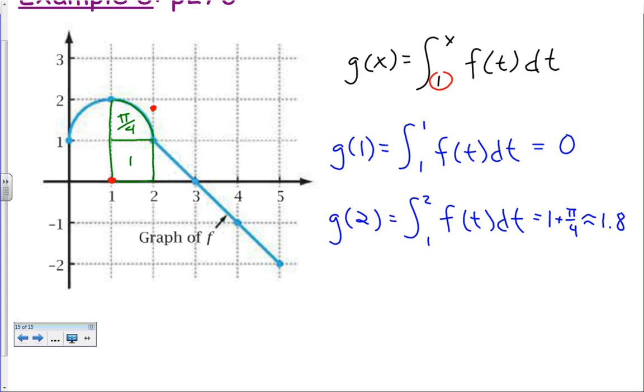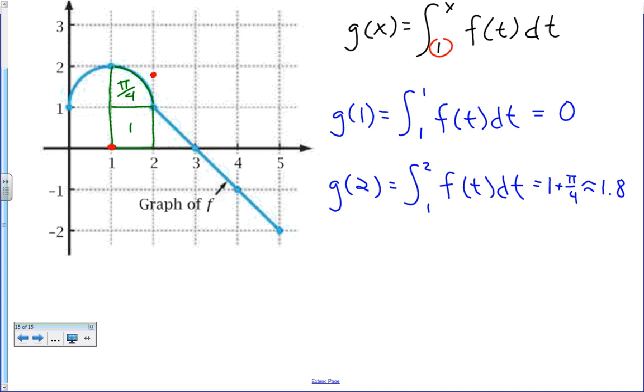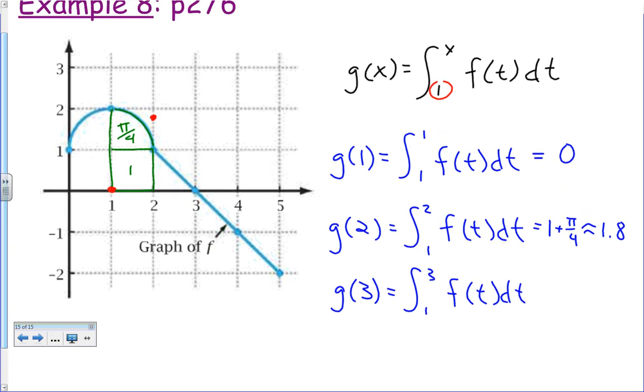And we're going to continue with this. So let's move on to 3. So at x equals 3, g of 3 is equal to the integral from 1 to 3 of f of t dt. And again, that means I've got to find the area from 1 to 3 now. So I've already done the area from 1 to 2. Now if I add on this region from 2 to 3, that's just a triangle. And the area of that triangle is, of course, 1/2.